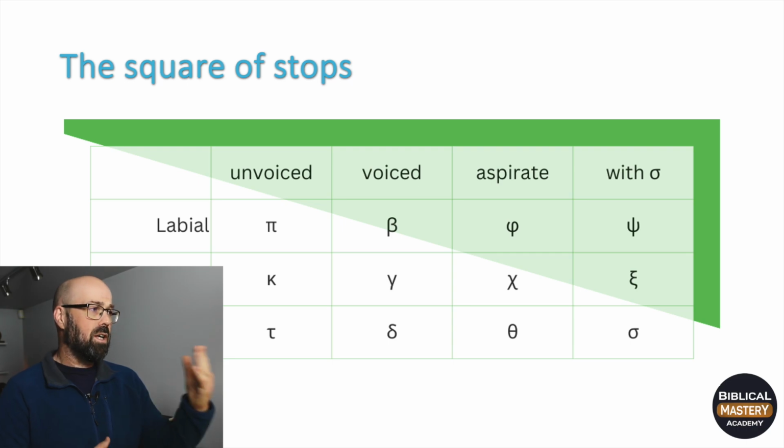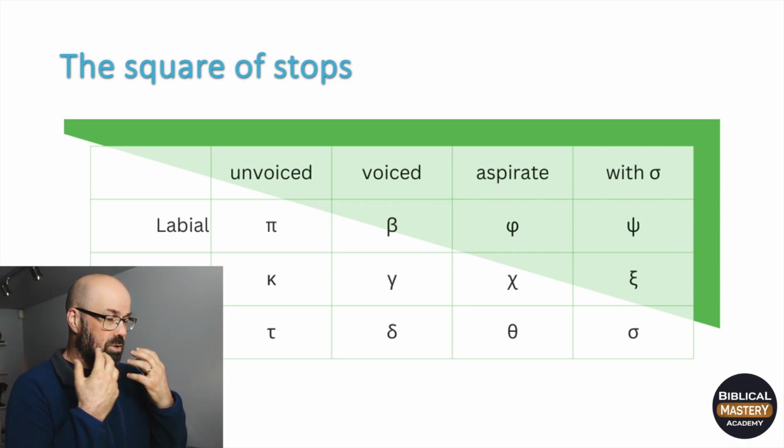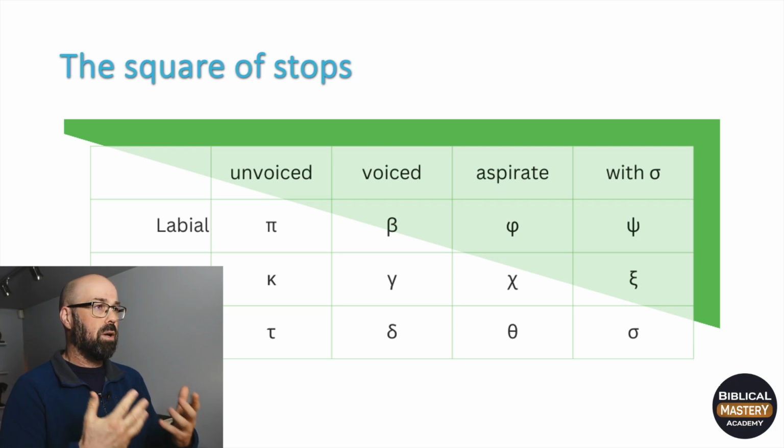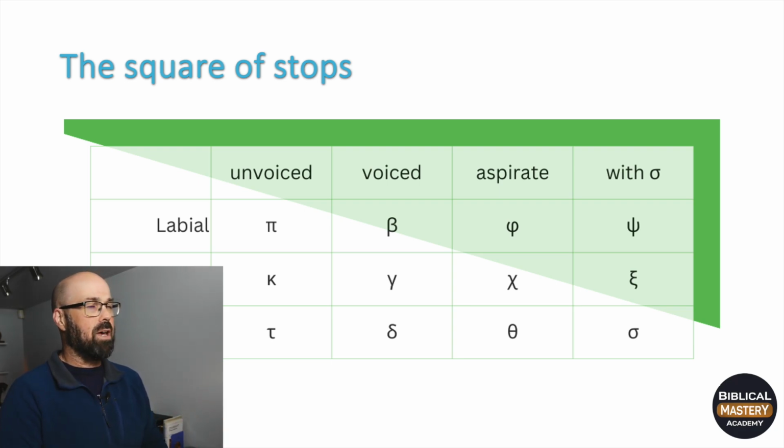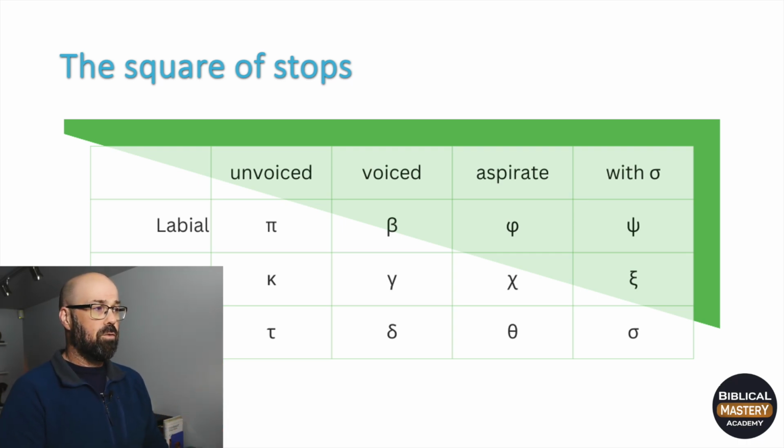And you'll notice that when you get to this first column, the unvoiced, P, kappa, and tau, when you pronounce the sound of the word, you actually don't use your voice. You're just letting your mouth do the work. So p, k, and t, right? You don't actually have to add anything to that. If you did, it's probably going to turn into one of the voiced versions. So a b, beta, or g, gamma, or d, delta. And you have to add a little bit of your voice to that.